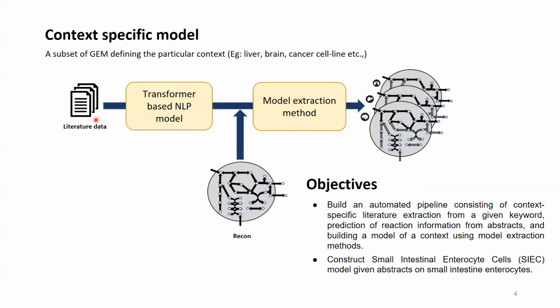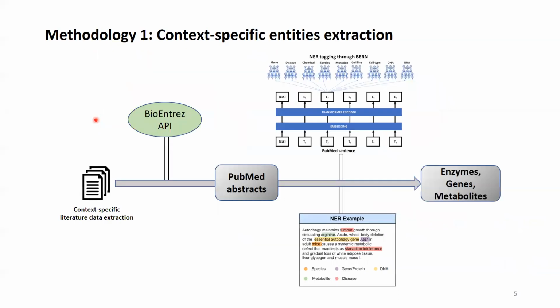Our objectives are to build an automated pipeline consisting of context-specific literature extraction from a given keyword, predict the reactions present in those abstracts, and finally build a model using the model extraction method. We also demonstrate the ability of this workflow by constructing a context-specific metabolic model of the small intestine enterocyte in the human organism, where we have given abstracts on small intestine enterocytes.